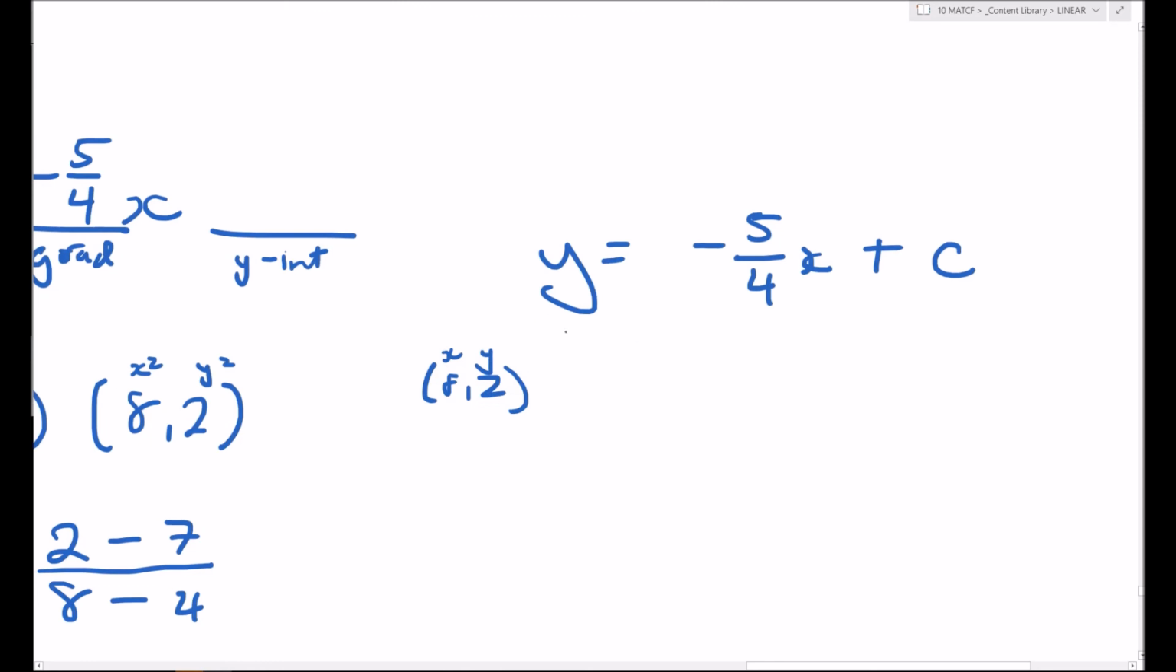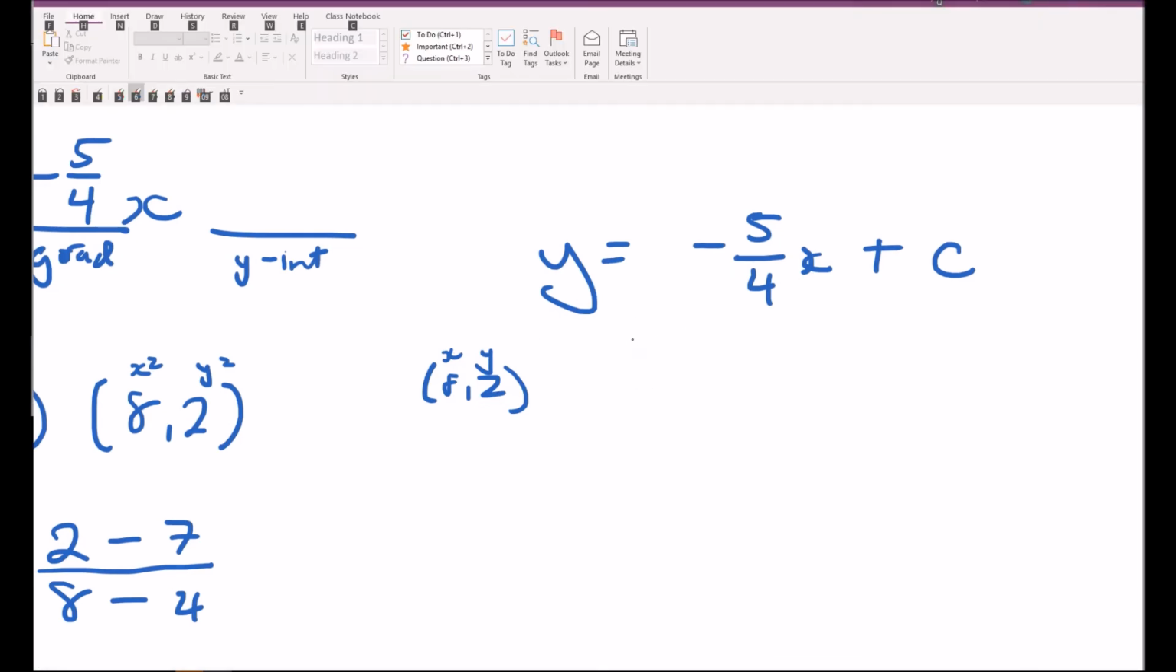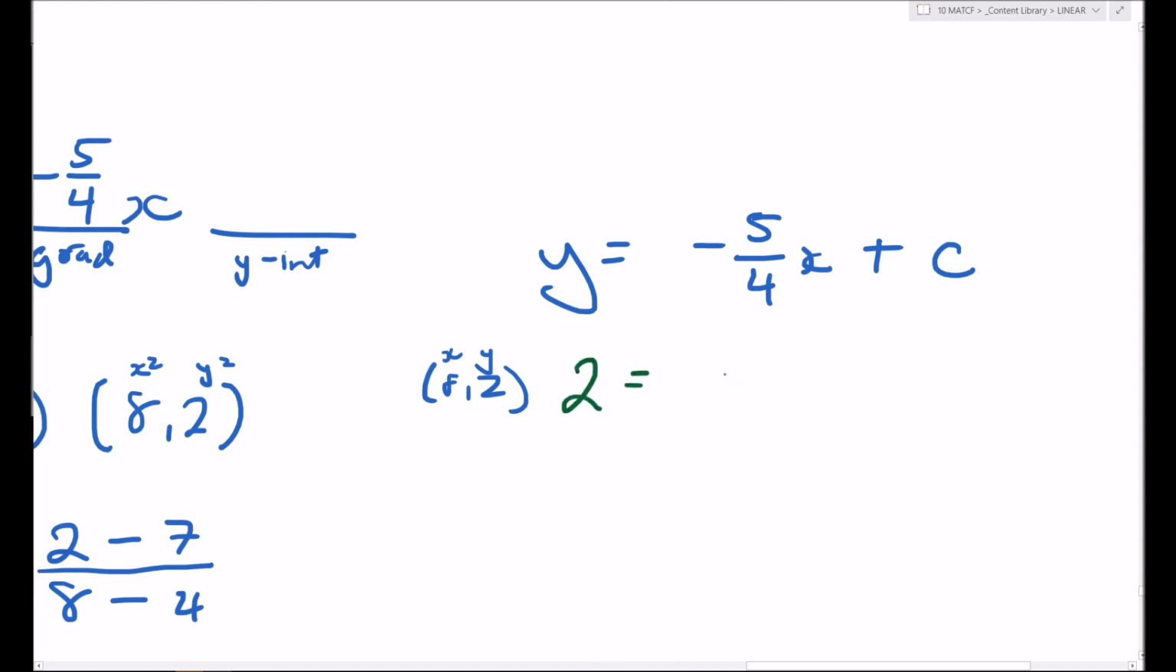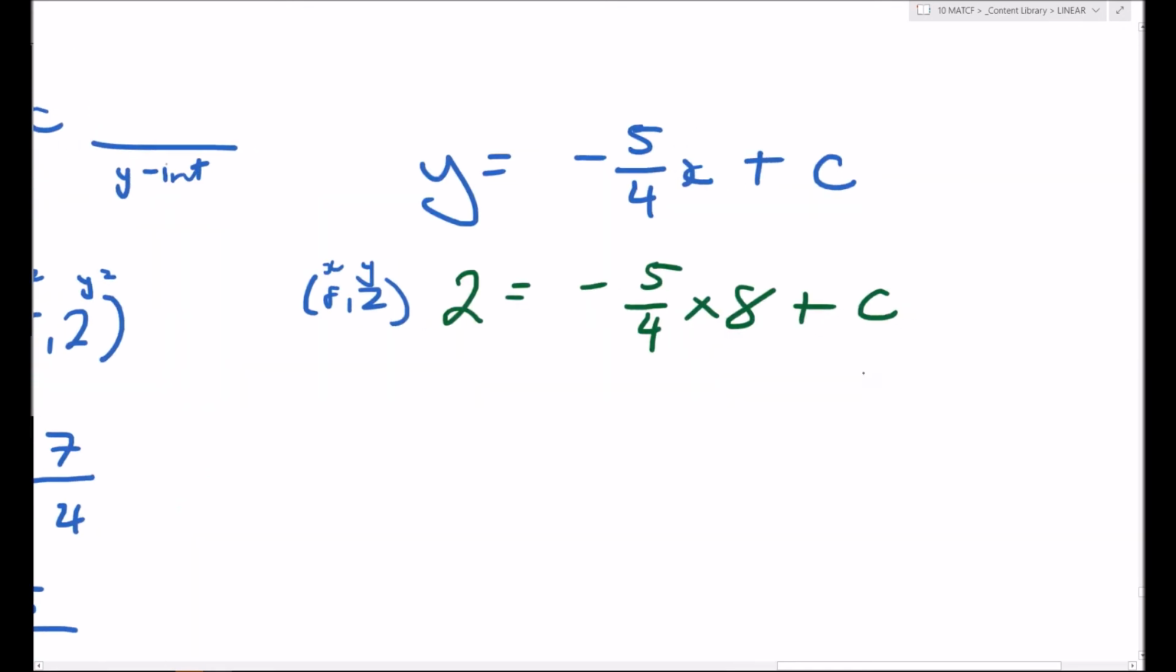In your formula, you now need to substitute x and y. Let's change color for this. y is going to be 2, sorry, my bad, and x is going to be 8. So 2 equals negative 5 over 4 times 8 plus c. Let's solve for c on this one. Negative 5 over 4 times 8 is negative 40 over 4 plus c. So 2 equals negative 40 divided by 4, which is negative 10, plus c.